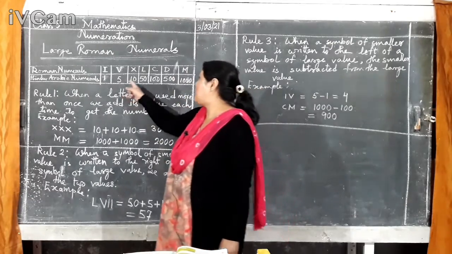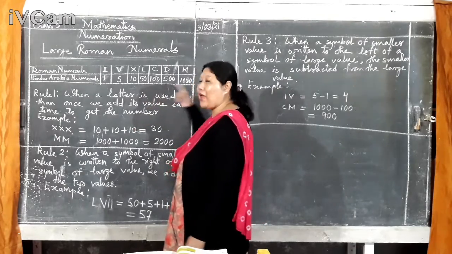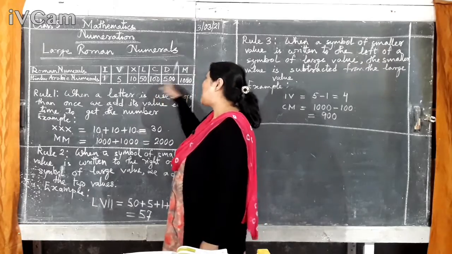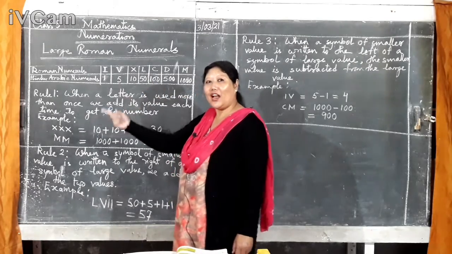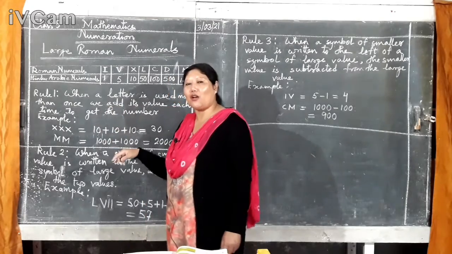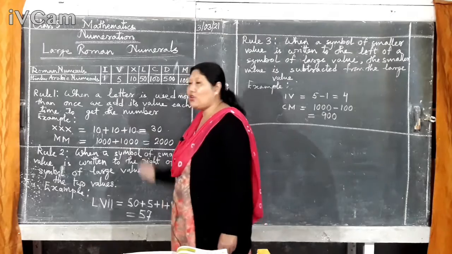So 1, 5, 10, you know that. Then you have L, C, D, M. You remember LCDM? So remember that: L means 50, then 100, then 500, and last is M, that is 1000. Till there you have to learn it. Now you know the rule.